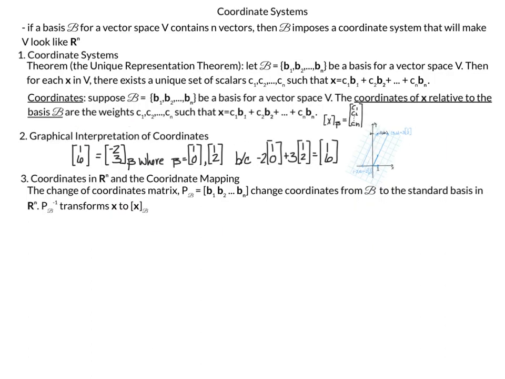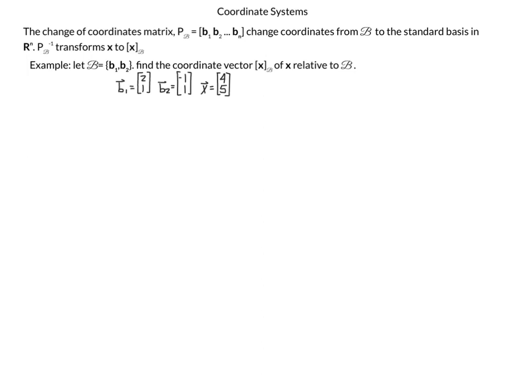Now that we know the graphical interpretation of coordinates, and I shrank this down very tiny, we can talk about the coordinate mapping. So we can change coordinates from our bases vector to standard bases, and we would use this matrix, which is simply the matrix using the bases as your columns. And this matrix then will change from the B matrix to the standard bases. And then the inverse will transform X to your B bases. And we'll do an example with these matrix of transformations.